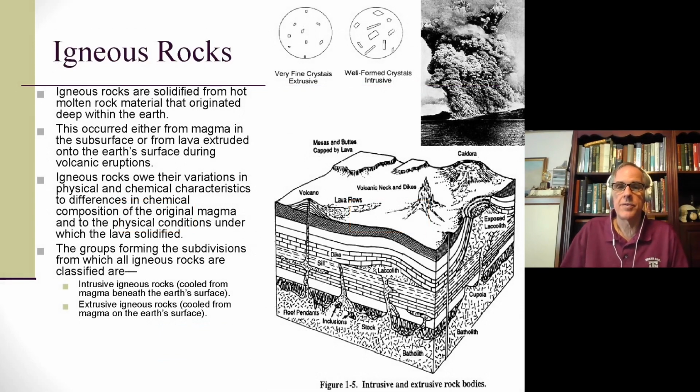Start with igneous rocks. Igneous rocks are solidified from hot molten rock material that originated deep within the earth. And it occurred either from the magma in the substance or the lava extruded during a volcanic eruption. The volcano you see blowing up in the slide came from Mont Pelée, which is in the Caribbean.